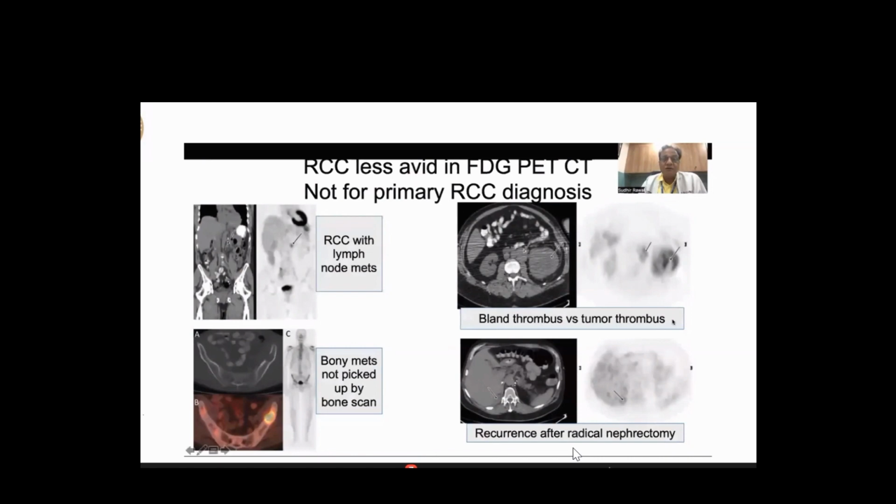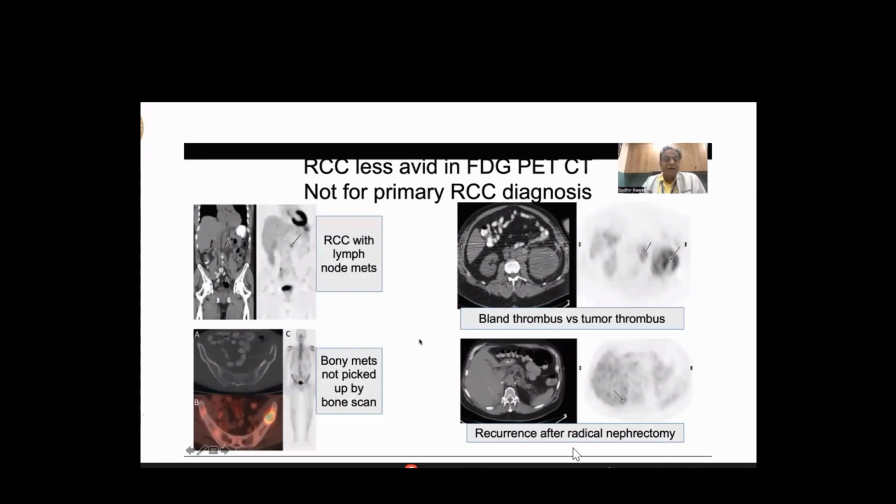But the thing which is used nowadays is FDG PET scan to rule out metastasis. We always do it when there is a big renal mass, because it may not enhance the primary. It's not very good for the primary, but it is very good for metastatic disease, almost more than 90% sensitive and specific. We can know whether this is metastasis or not. Another role of PET CT is in recurrent RCC. Even for the thrombus, we can know whether it is a bland or live thrombus.